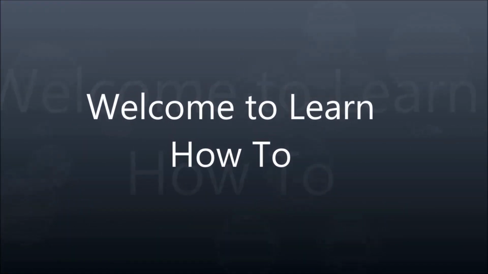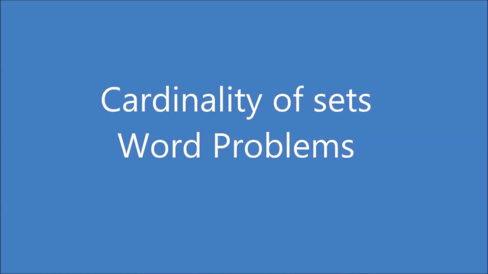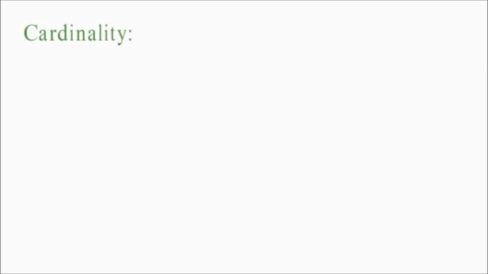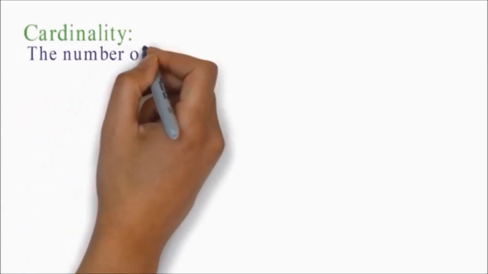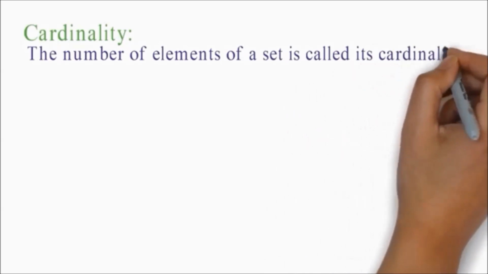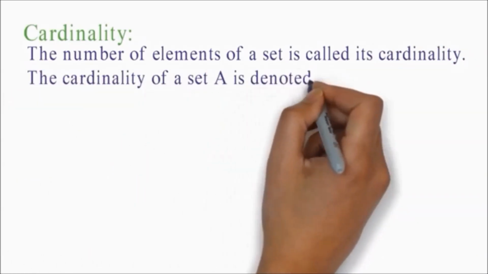Let us talk about the cardinality of sets and have some comfortable idea to solve the related word problems. But first, what is the cardinality of a set? The number of elements of a set is called its cardinality. The cardinality of a set A is denoted by n(A). Let us see the following examples.